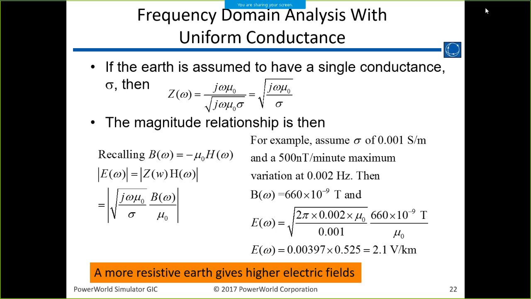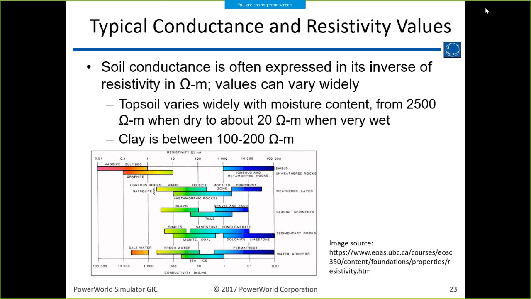Okay. If you have a uniform crust underneath you, life's pretty easy. You guys don't have a uniform crust underneath you in the Pacific Northwest. The takeaway is a more resistive Earth gives higher electric fields because there's less cancellation. This is a diagram where you can't see it too well there, but it shows the conductivity of different types of material that might be in the crust. Topsoil varies with moisture. You might have a resistivity of 2,500 ohm meters when it's dry to 20 ohm meters when it's wet. This is the different types of ground material. It's hard to see there. This is resistivity and that's conductivity. Conductivity is just the inverse of resistivity. It's given both ways. One's just the inverse of the other.